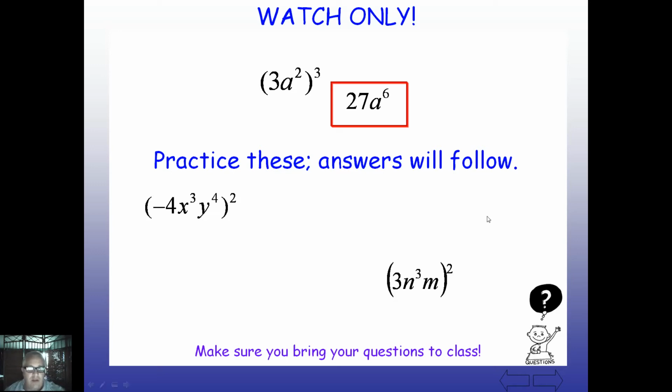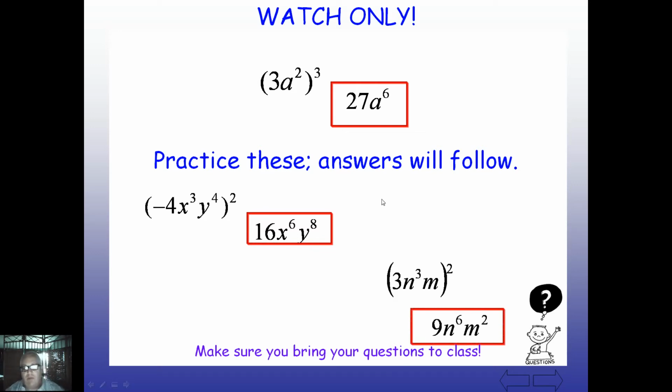All right, let's check your answers here. On your first one, with the -4x cubed y to the 4th quantity squared, did you end up with 16x to the 6th y to the 8th? Where do those exponents come from? Remember, you're just doing a power to a power. We're just multiplying the exponents. How about the bottom one? Did you end up with 9 to the 6th m squared? Let's hope so. If not, double check that. Go back and look at the example we did and see what you think about that.